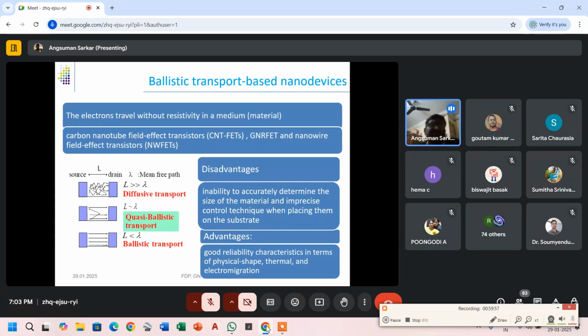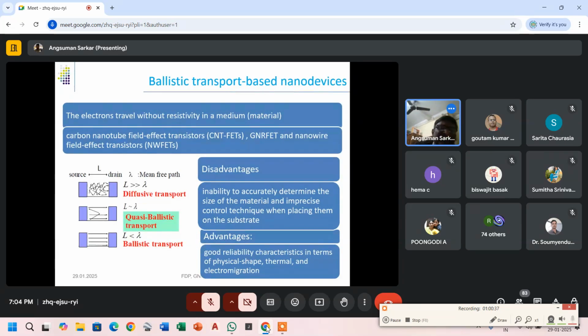So ballistic transport, as we know, is where the gate length, or the length between the source and the drain, is less than the mean free length. Mean free length means the mean free length between two successive collisions of two electrons. So if L is less than lambda, in that case ballistic transport occurs. If L is very much larger than lambda, then it is called diffusive transport. If L is comparable to lambda, then it is called quasi-ballistic transport, and if L is less than lambda, then it is called ballistic transport.